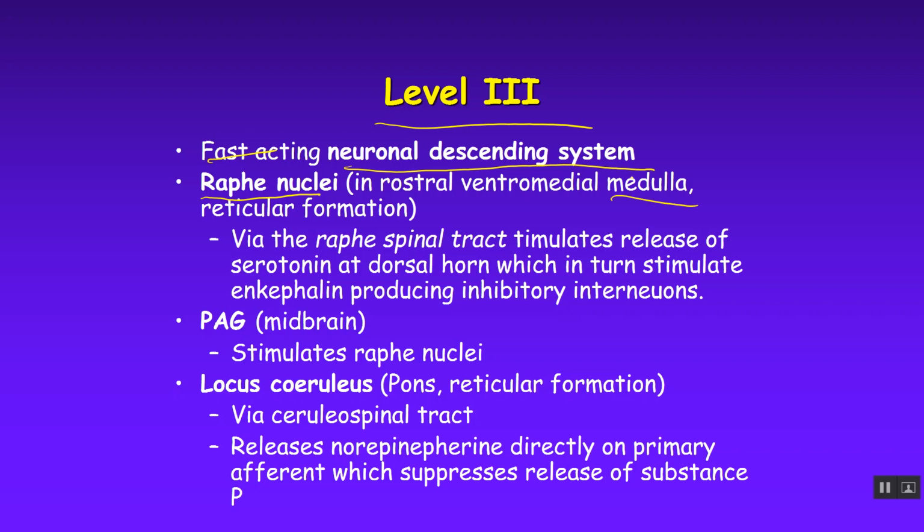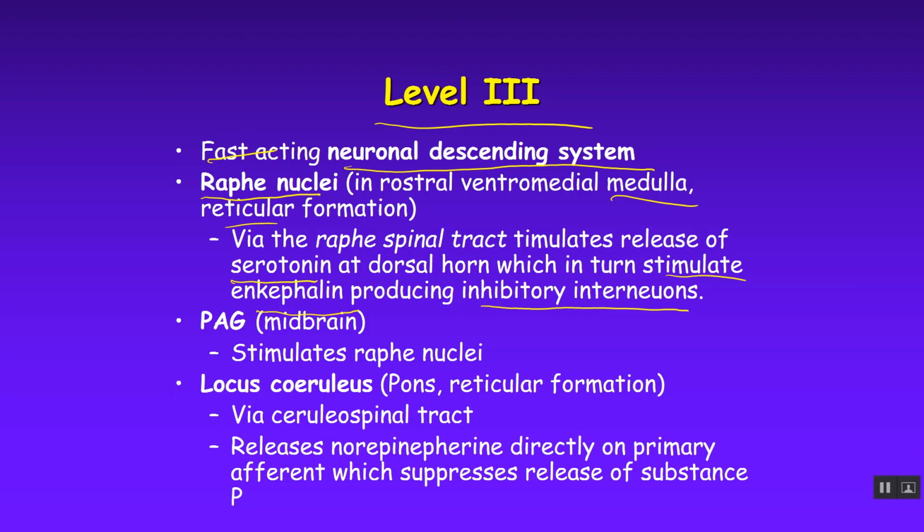But it's in the medulla, in the reticular formation. And that's via the raphe spinal tract. So you have the raphe spinal. It starts in the raphe nucleus, and it goes down to the spinal cord. So these are axons that project from the raphe nucleus to the spinal cord. And they release serotonin at the dorsal horn, which in turn stimulates enkephalin to be released at the dorsal horn to produce inhibitory interneuron activity. Okay? So it's this cascade of events.